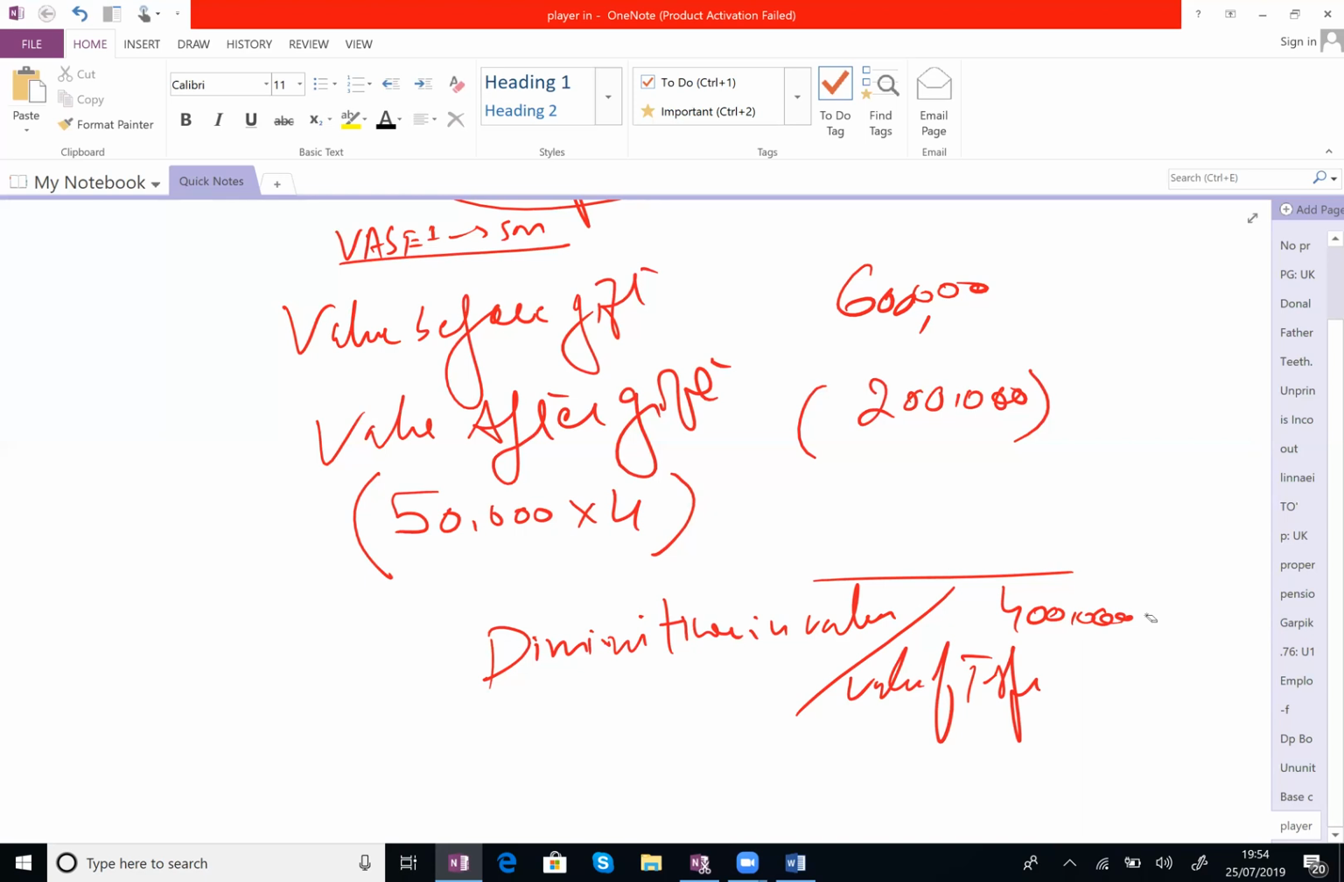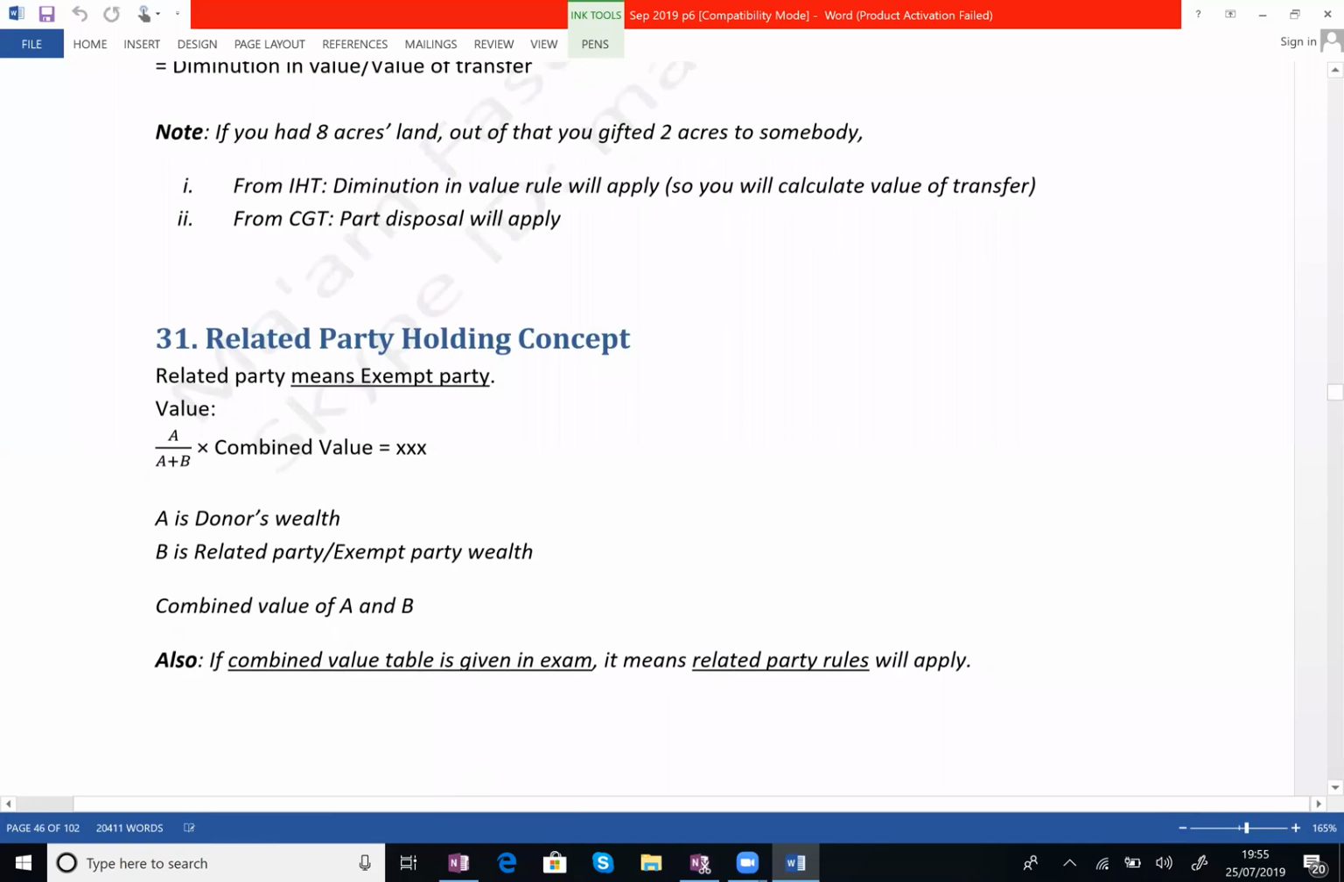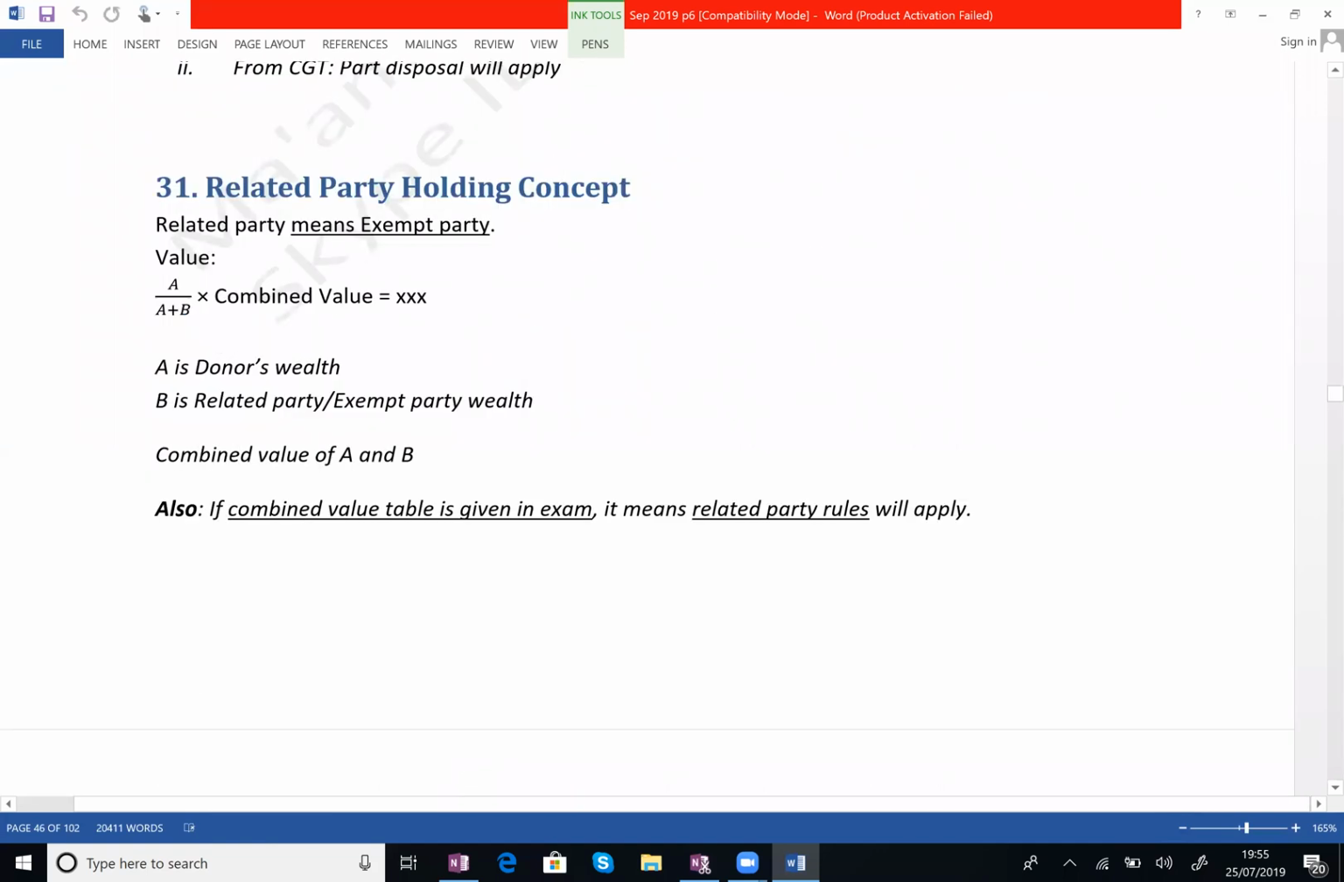Okay. Next is the related party holding concept. Related party means exempt parties. And you know in IHT which parties are exempt? Spouses, charity, political party, and national body.